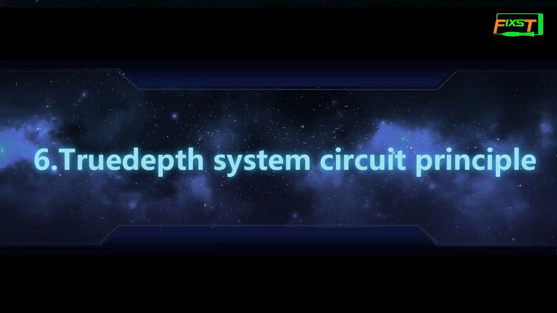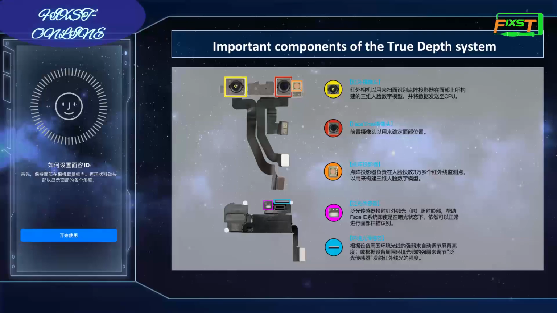TrueDepth System Circuit Principle. The TrueDepth system has 5 important components. I will also tell you the functions of each one. The first one is the infrared camera. The infrared camera is used to scan and recognize the 3D facial digital model built on the face by the dot projector and send the data to the CPU.